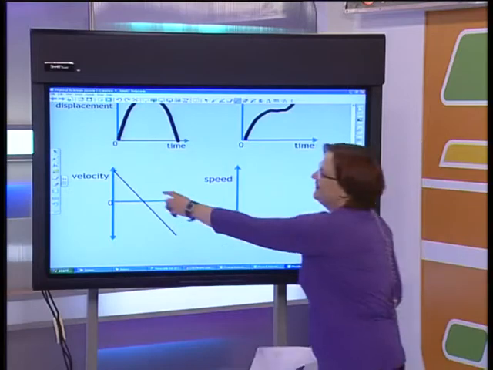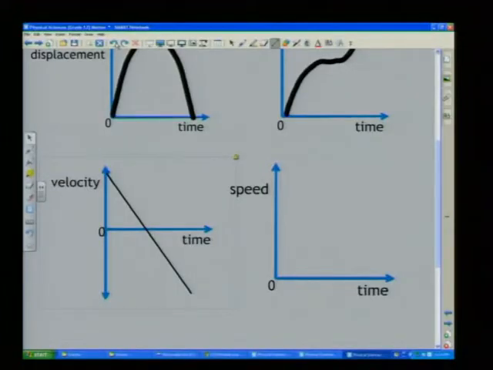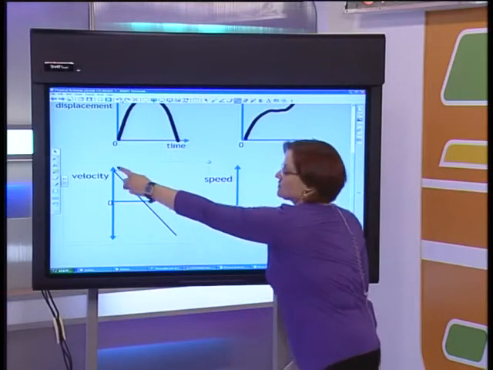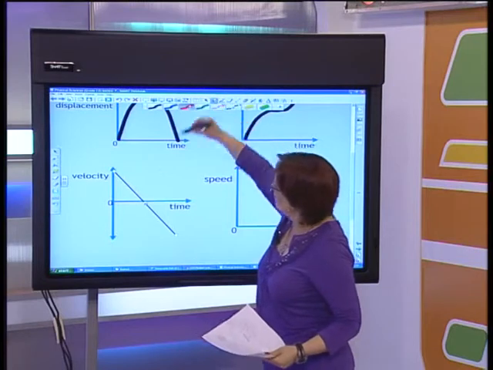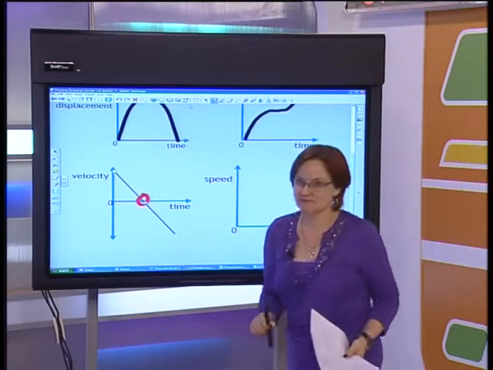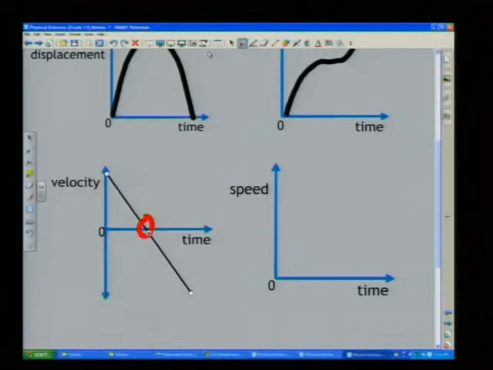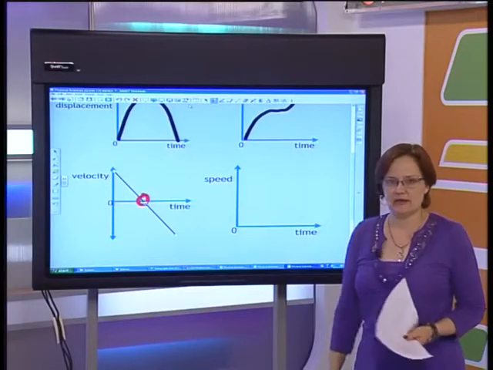Anyway, so remember, I chose up as my positive direction. So as it's moving up, it gets slower and slower and slower, which is what my graph is showing. It gets to the top of its motion, which is here, changes direction and comes back down, so it's negative now.